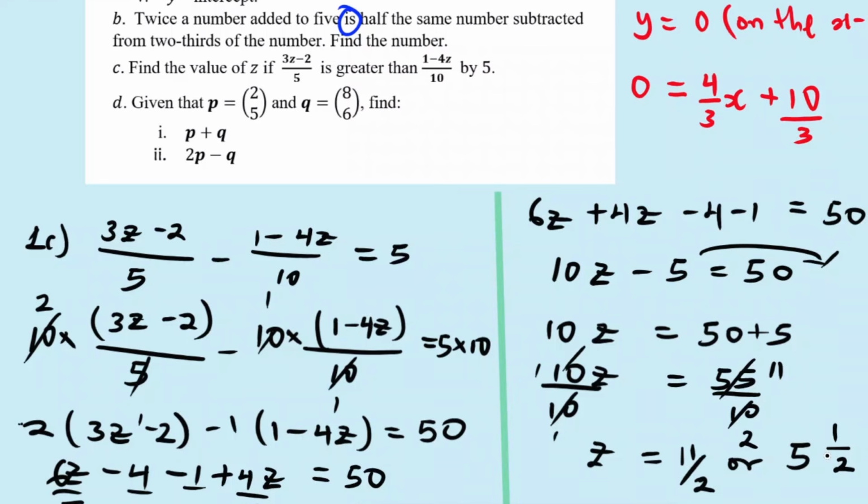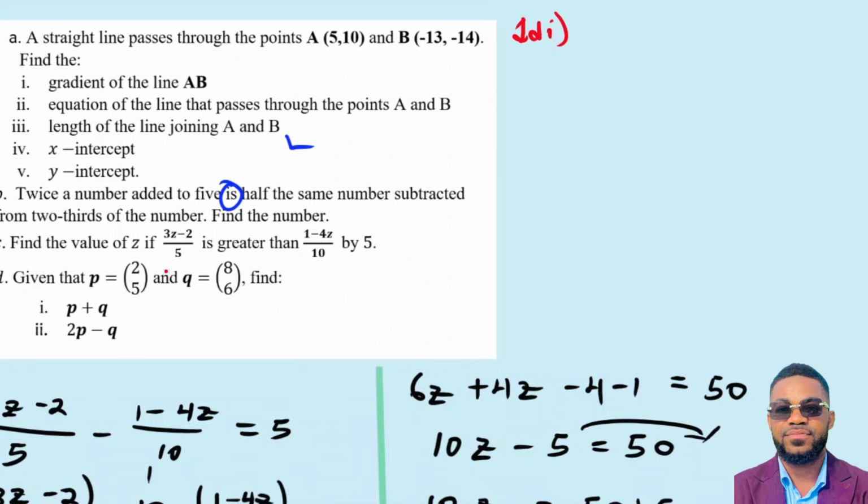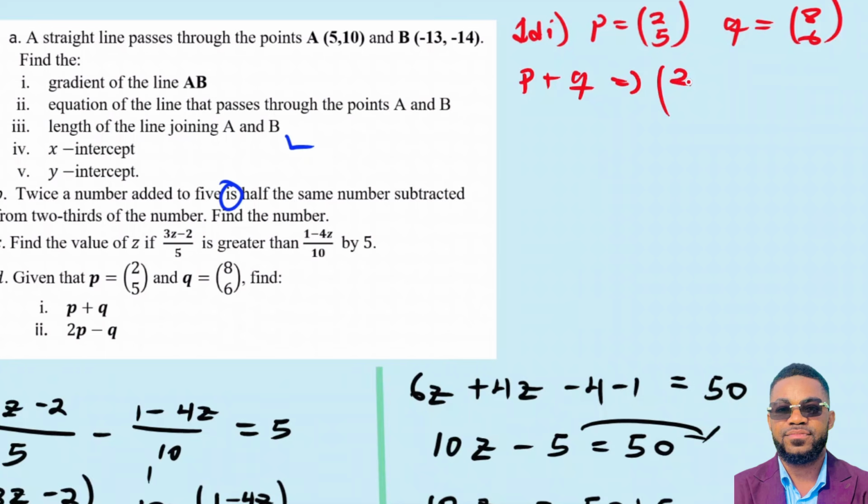Let's get the last question, which is about vectors. So that is going to be question 1di. Now these are the vectors. The vector p has components (2, 5), and the vector q also has components (8, 6). And we have to find p plus q. So let me just do the substitution here. This is very, very simple. So p is (2, 5). I just have to replace with this, now plus q, and q is (8, 6).